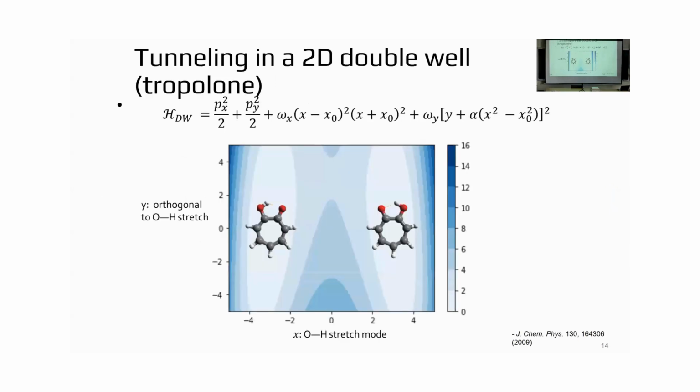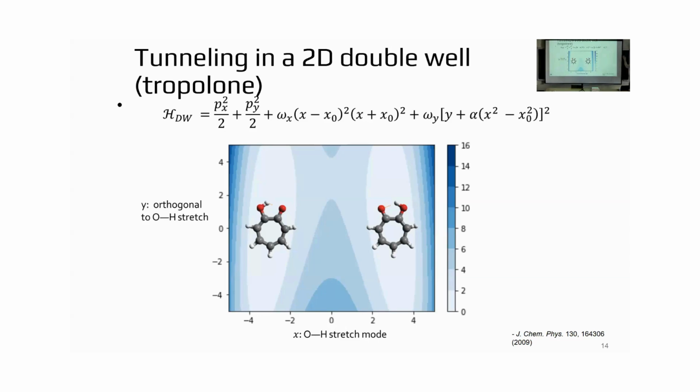So we test this approach on two simple problems. The first one is tunneling in a two-dimensional well. This is a model for a proton transfer reaction in the molecule tropolone. The left well corresponds to the hydrogen bonded to the left oxygen. The right well corresponds to the hydrogen bonded to the right oxygen. There's a big barrier between these two wells, and you can tunnel between the wells for the proton transfer reaction to happen.